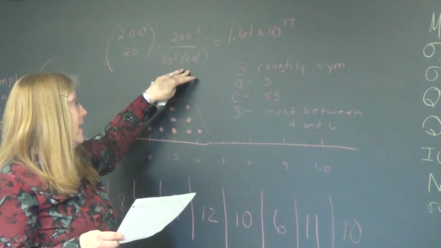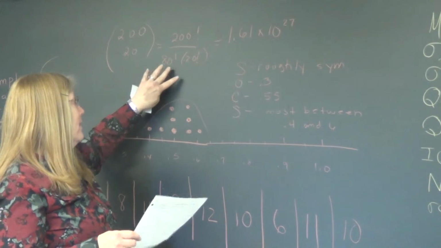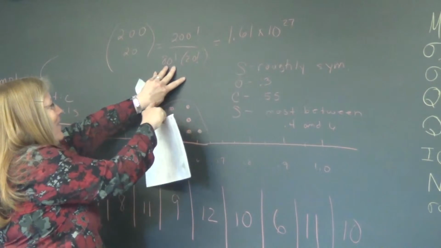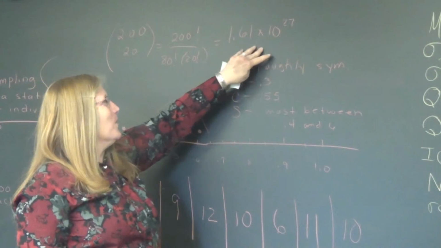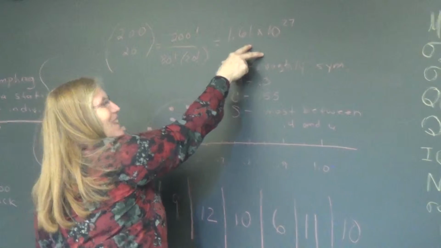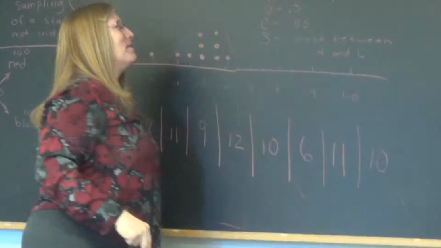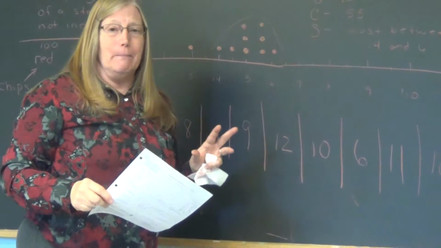And so you can say that it's 200 factorial over 80 factorial times 20 factorial, which equals 1.67 times 10 to the 27 possibilities.